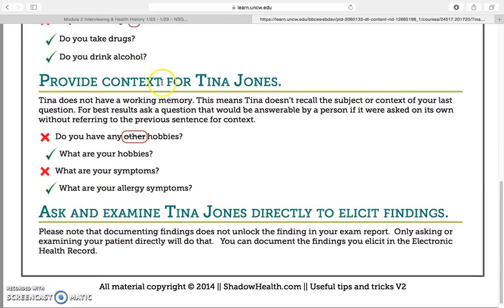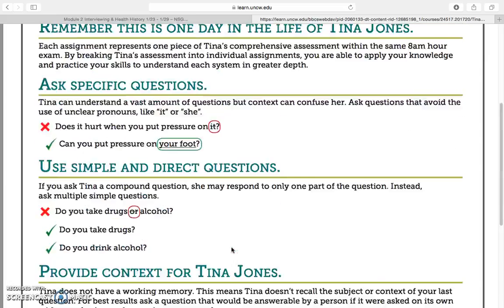And as we discussed before, provide context for Tina. So, do you have any other hobbies would not be as good of a question as what are your hobbies. And what are your allergy symptoms? Okay, so what are your symptoms? Do you have any hobbies? Those questions are not direct and they're not contextual. But what are your hobbies and what are your allergy symptoms? Provide that context and that directness that you need in order to best get those questions answered and applied in the program.